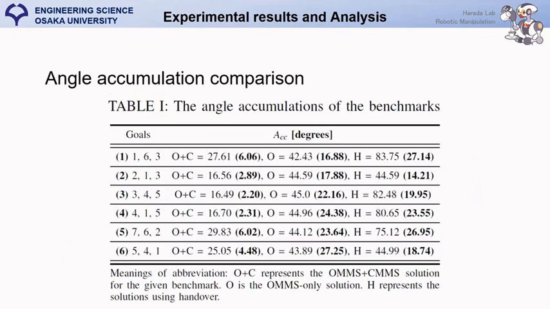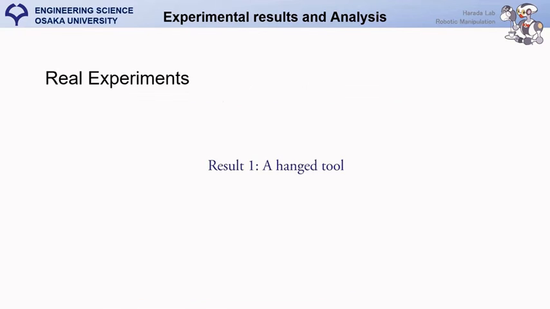We evaluated 6 different combinations of the benchmarks, and we got final results that indicate that our planner reduces the angle accumulation by about 50% when compared to just the object manipulation motion sequence, and it reduces the accumulation by 67% when compared to solutions that use handover in order to pose the object in a desired goal position.